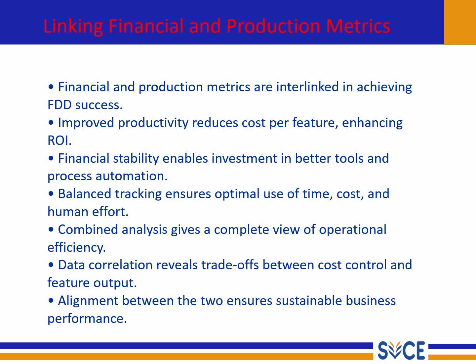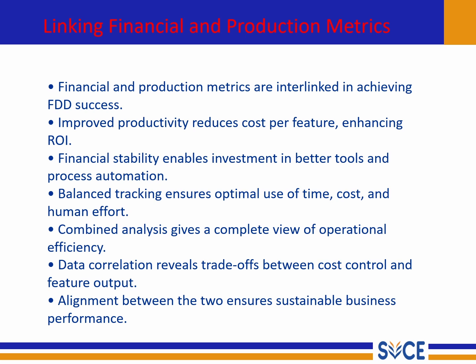So, linking the financial and production metrics. Financial and production metrics are interlinked in achieving FDD success. So improved productivity reduces the cost per feature. So it enhances the return on investment. So financial stability enables investment in better tools and process automation.